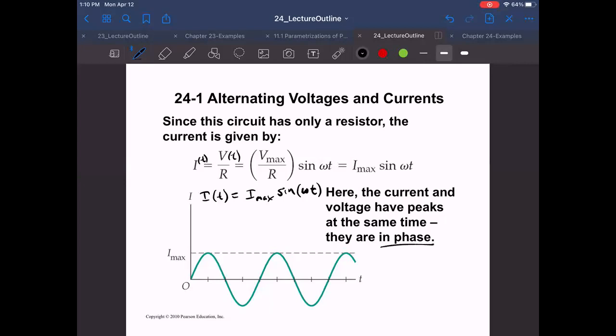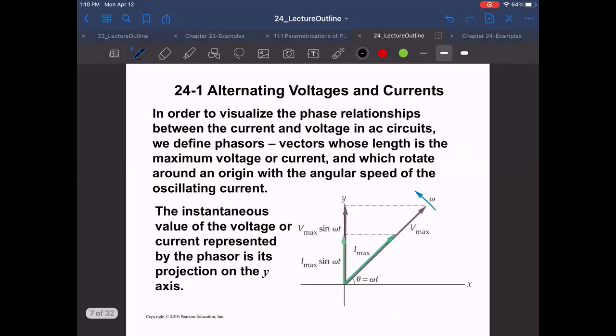All their peaks and everything are in phase. When one of them is 0, the other is 0 as well. This will not be the case for capacitors. All right, in order to visualize this, we can have these phase diagrams.